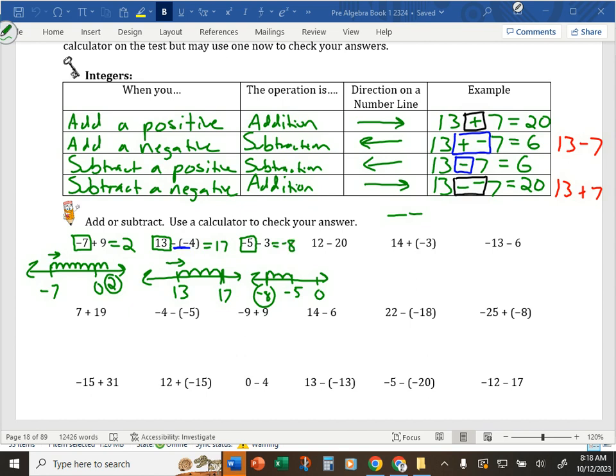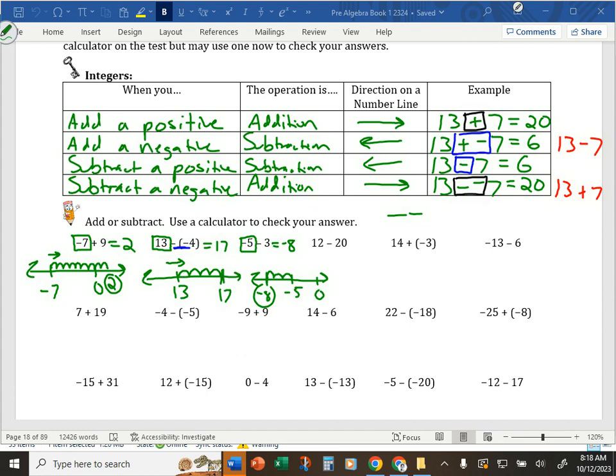Were you thinking positive 8 because the negative and the negative make a positive? So a negative and a negative make a positive with multiplication and division, not necessarily with addition and subtraction. Okay? They don't interact quite in that way. It's just how far you move in which direction. Yes, James. Can you do negative 4 minus negative 5?